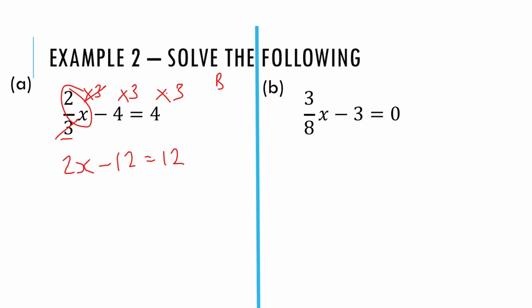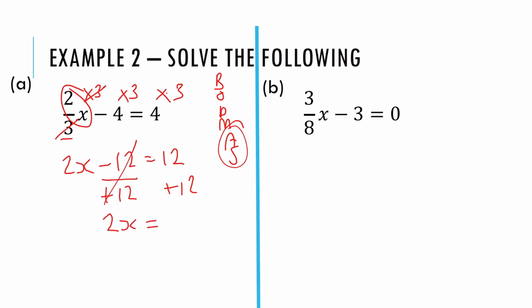Remember, we work with BODMAS backwards when solving equations, so anything adding or subtracting we want to get rid of first. There is a take away 12, so we're going to do the opposite and add 12 to either side. That leaves me with 2x equals 24. Now we look at anything dividing or multiplying the x. The 2 is multiplying the x, so we're going to do the opposite and divide each side by 2, which leaves me with x equals 12.